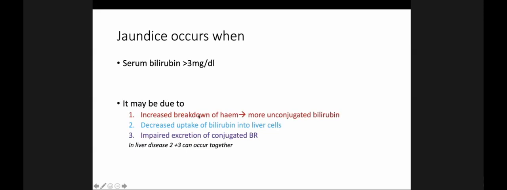So again, to recap, why can this be? It can be due to increased breakdown of heme, leading to more unconjugated bilirubin, as occurs in a hemolytic anemia, right? There's nothing wrong with the liver. It can be due to decreased uptake of bilirubin into liver cells, right? Because maybe there's a problem with the liver cells, or impaired excretion of conjugated bilirubin, which can be either because the cell can't excrete it into the bile canaliculi, or because there's a problem in the duct system.